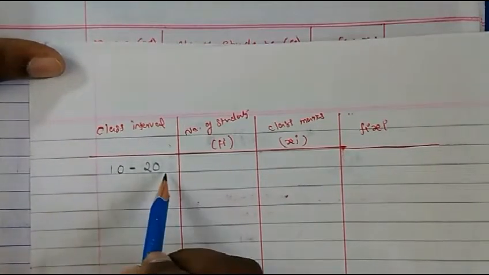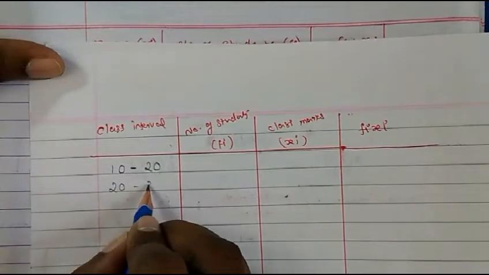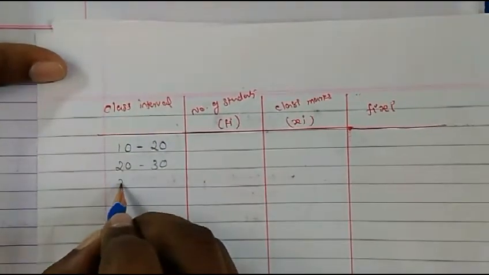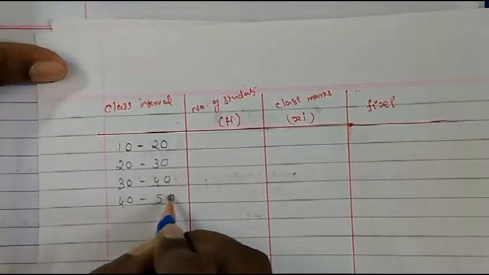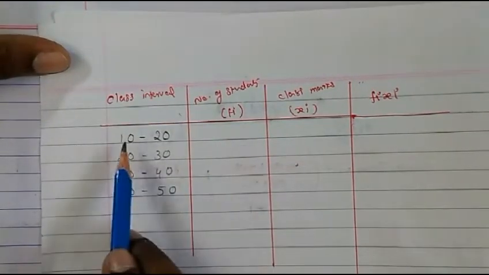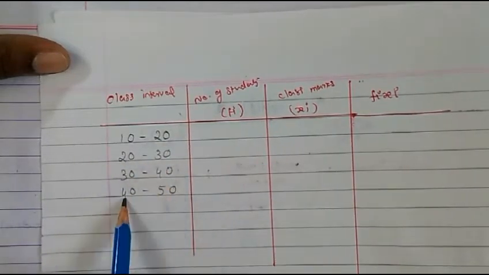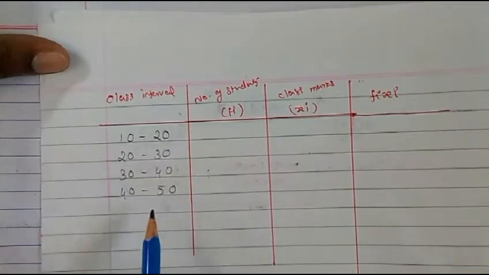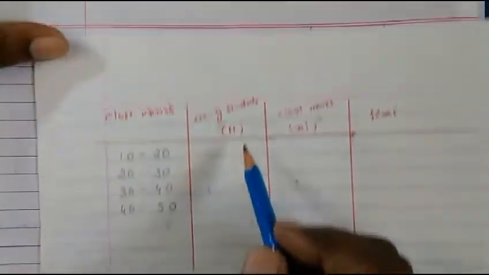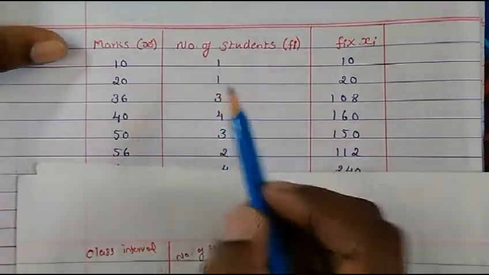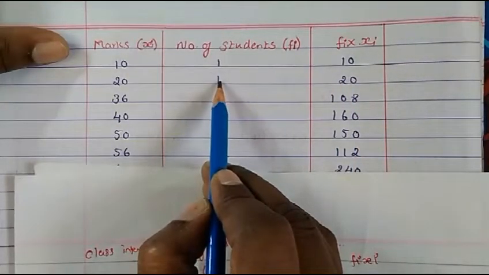Between 10 to 20 how many students got, then between 20 to 30, between 30 to 40, between 40 to 50. So this way, see, it is a continuation: 10 to 20, then 20 to 30, then 30 to 40, 40 to 50. This way you can make your own class interval. Then you can write the number of students. So between 10 to 20 how many got? Between 10 to 20, 1 and 2 students.